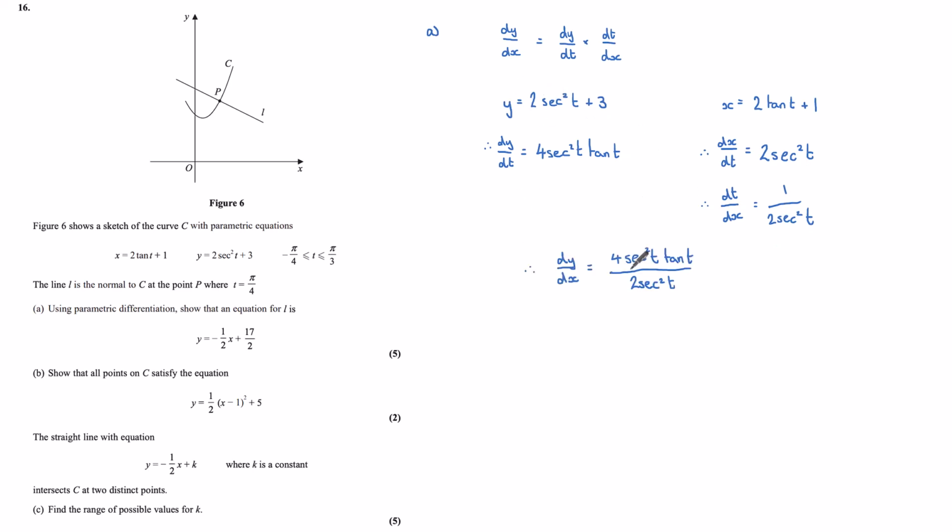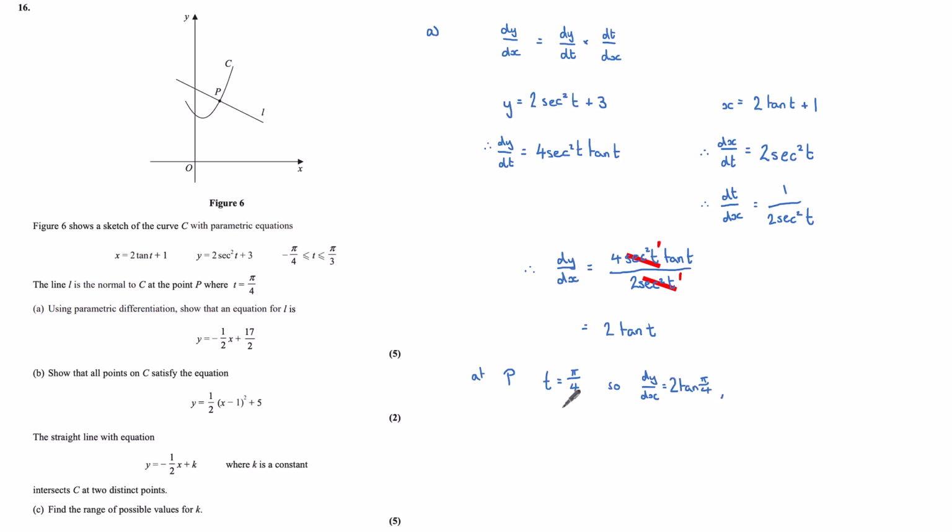So dy by dx is equal to dy by dt multiplied by dt by dx. So 4 sec squared t tan t over 2 sec squared t. I can see the sec squareds cancel, and 4 divided by 2 is 2. So this gives me 2 tan t. Now I want to use this to find the gradient of the tangent at the point P. At the point P, I'm told t is equal to pi over 4. And so my dy by dx is going to be 2 tan of pi by 4.